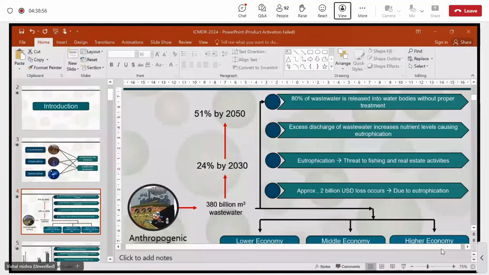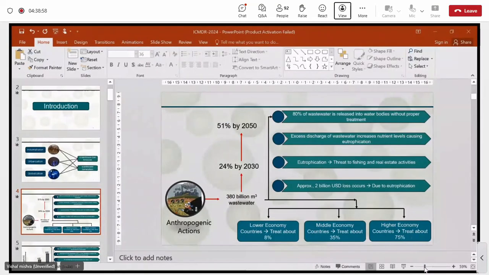One second. So now there is a surge in the production of wastewater all across the globe, and the values are highly tremendous in volume. Now 80% of the wastewater is released into the water bodies without proper treatment. It is because most of the treatment technologies require a huge amount of input cost, and the majority of the industries are not ready to bear it.